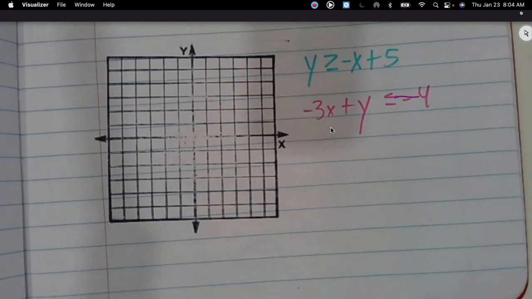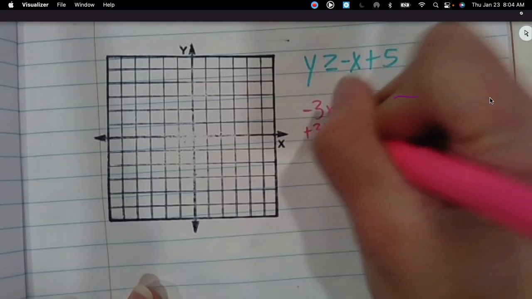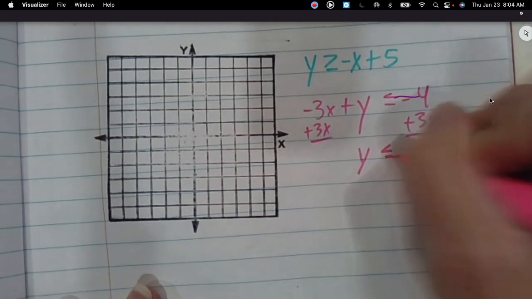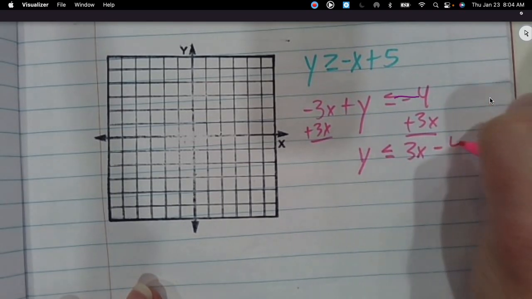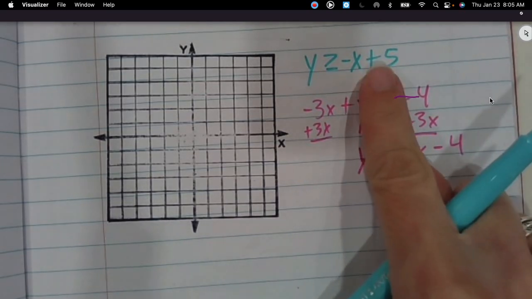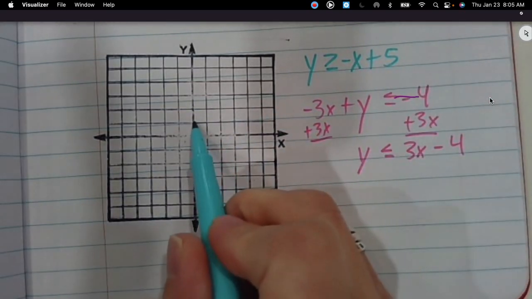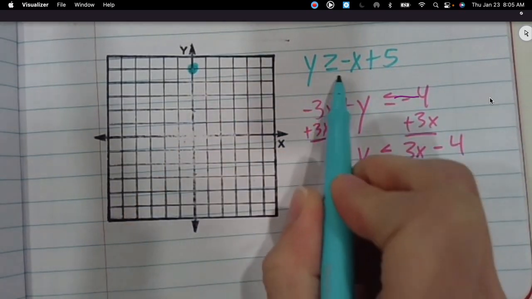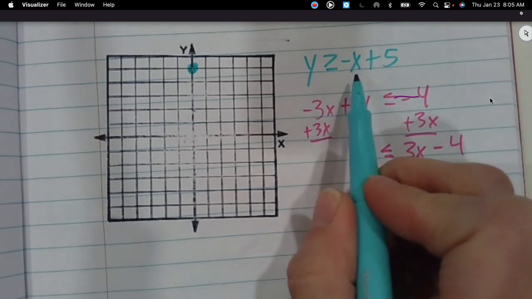What about this one right here? What needs to move? This negative 3x is on the wrong side. How do I move it? Yep, add it over here. So I will, and I like to write my x first. So y less than or equal to 3x minus 4. Okay, so I'm going to graph my top one. It says plus 5, so I'm going to go up to 5. 1, 2, 3, 4, 5. From there, where do I go? That says negative 1, an understood negative 1.